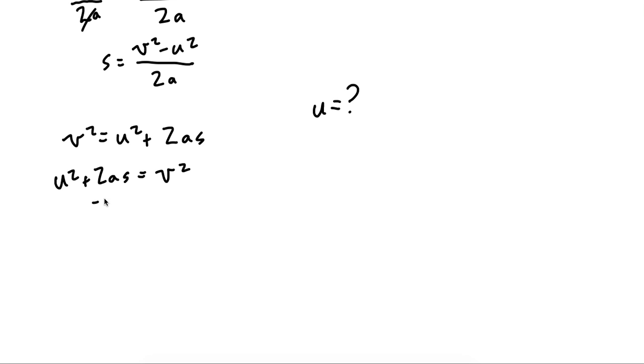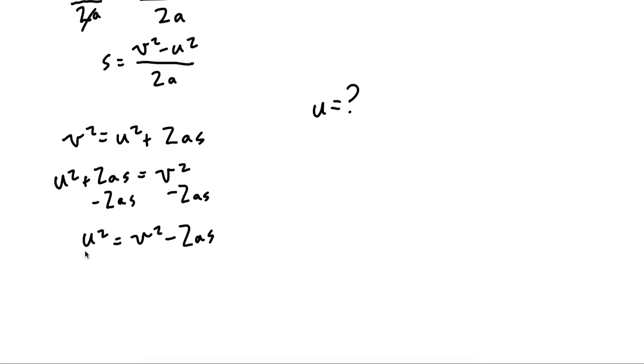Now I'm going to subtract 2as from both sides because I'm trying to get the u by itself. Minus 2as. So I've got u squared equals v squared. Whoops, that's not a v. Equals v squared minus 2as.